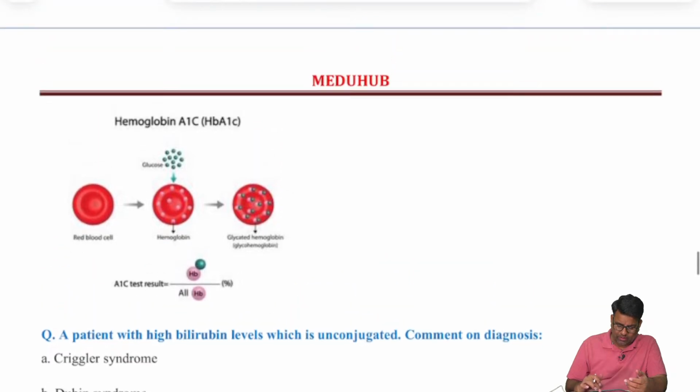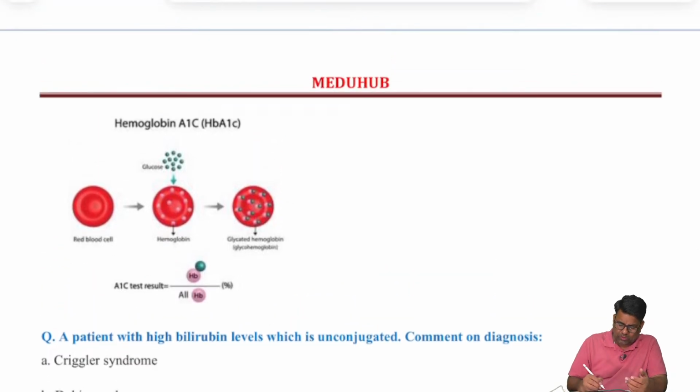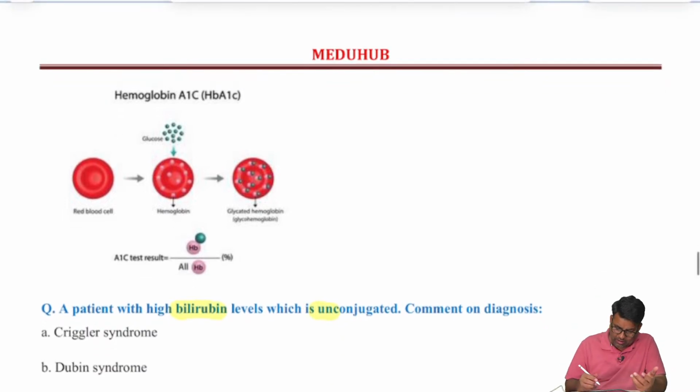Now, this question we have already discussed: unconjugated bilirubin. The answer has to be Gilbert or Crigler-Najjar. Both can come here, right? So, in this question, both can come, and I think either of the options should be excluded to make it more perfect. So, Crigler-Najjar can also come here.